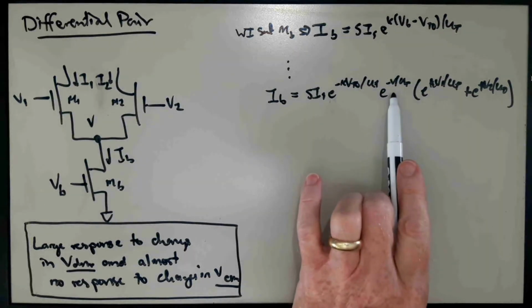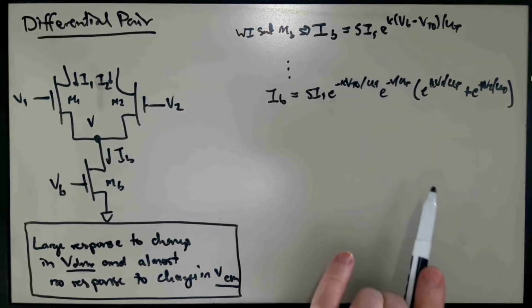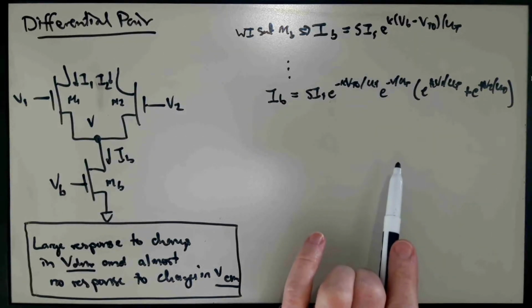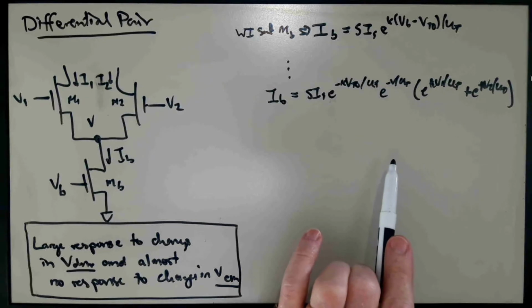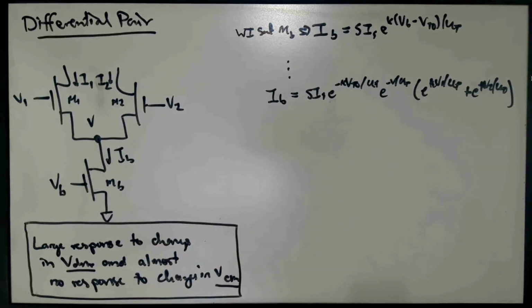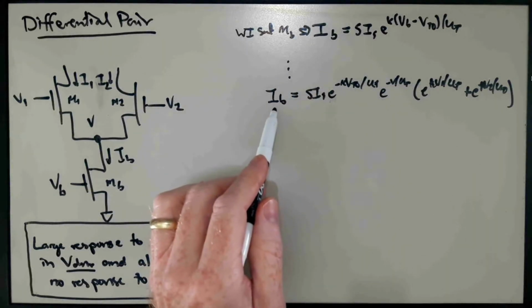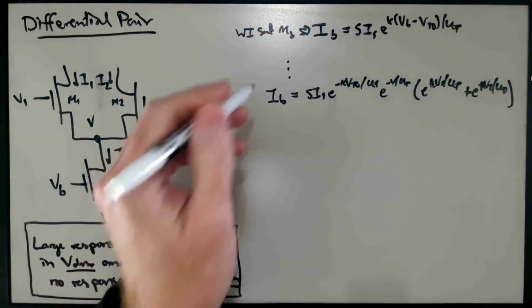Well, now we're going to use this equation in conjunction with this equation to try to get an expression for what V does as a function of V1 and V2. Okay? So to do that, we're going to substitute in IB on the left-hand side here for what's on the right-hand side.